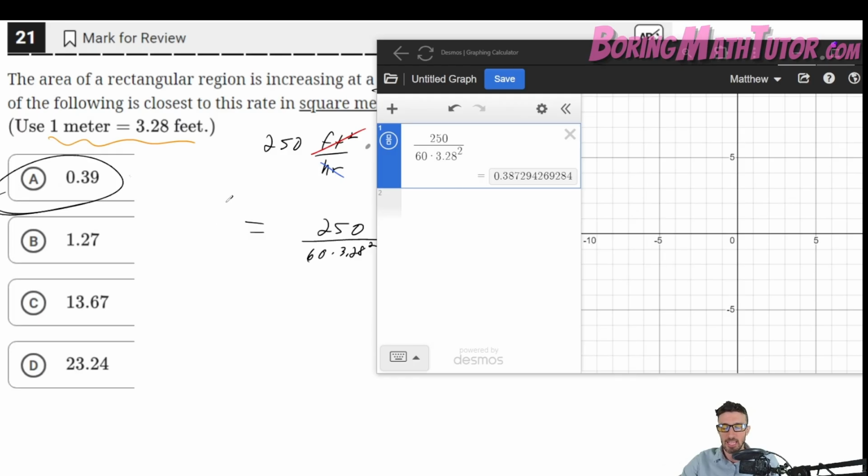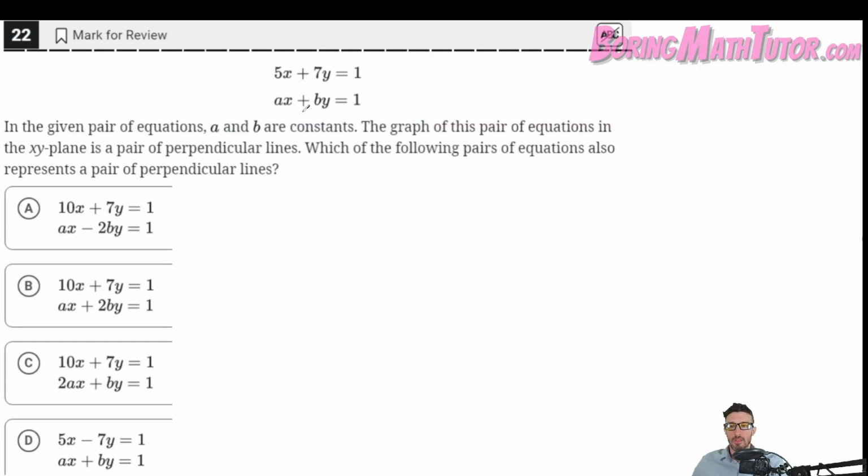A sad day indeed. They're telling me that these two are perpendicular lines, and then they're asking which of the following pairs are also going to be perpendicular. So what I want to do is use the fact that perpendicular lines have negative reciprocal slopes. If I solve this one for y, it would be negative 5x plus 1, divided by 7. Then that allows me to get the slope here. So the slope here is negative 5 over 7.